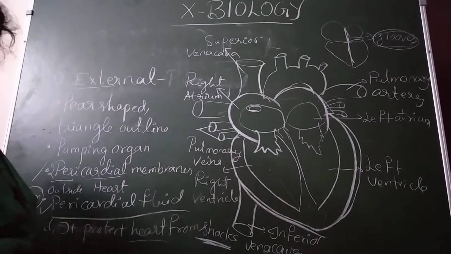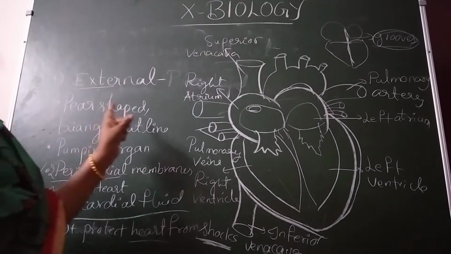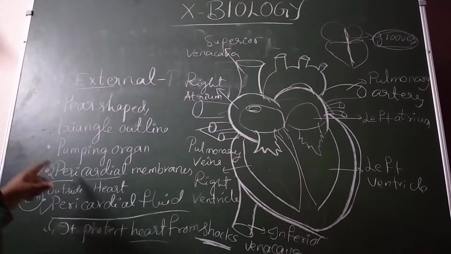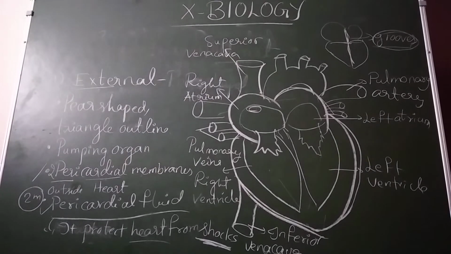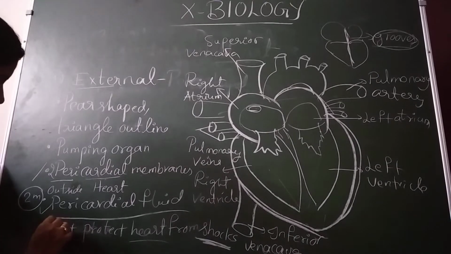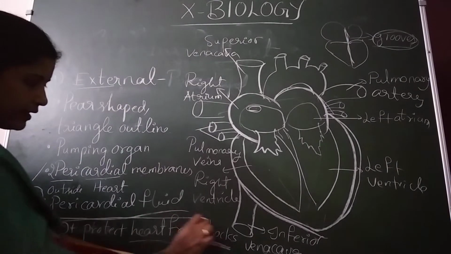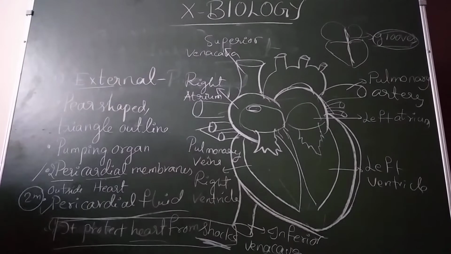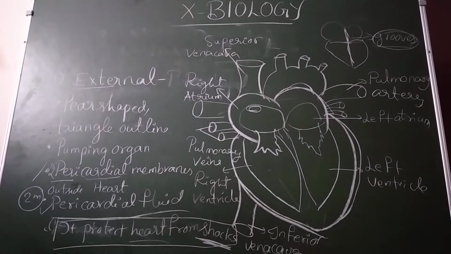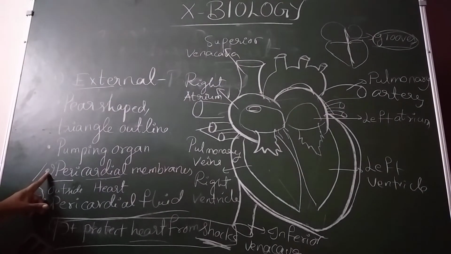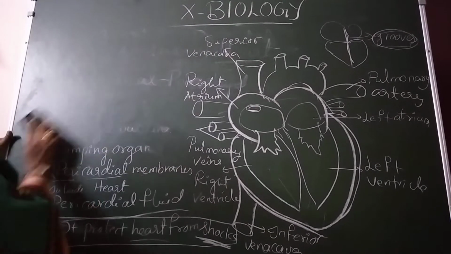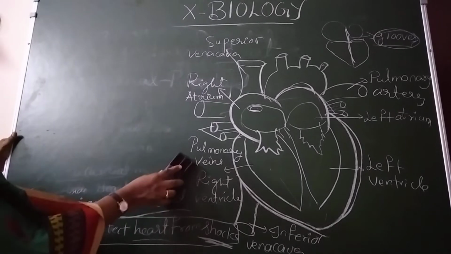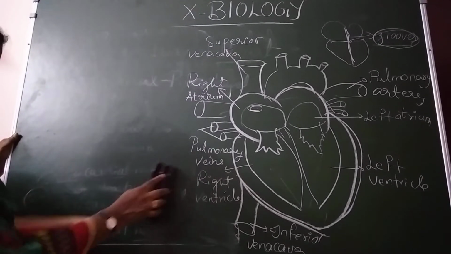Now we will see the internal structure. If you want to take a screenshot, you can take the screenshot. A very important point about pericardial fluid is that it protects the heart from shocks, you need to remember. Okay, pericardial fluid and the pericardial membrane. Now we will see the internal structure.